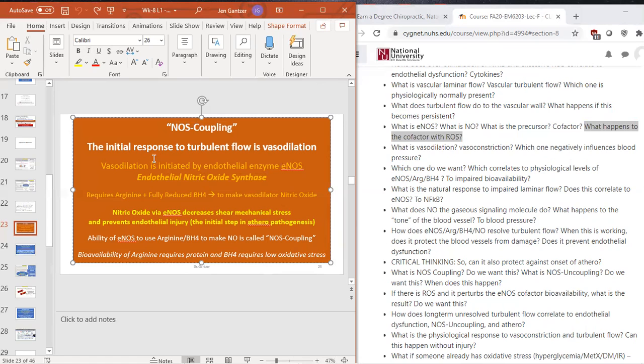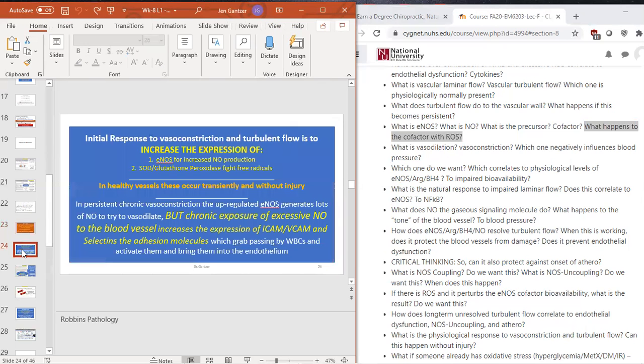Okay, so in a system that is totally functioning normal, we have NOS coupling. That is when there is enough arginine, there is bioavailable, fully reduced tetrahydrobiopterin as BH4, and we can immediately synthesize nitric oxide in response to turbulent flow. We vasodilate, we correct the flow back to laminar, and then the system will go back to normal.